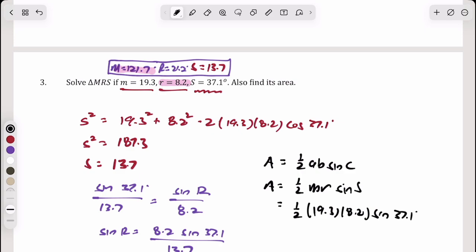You can enter that in one pass. So we'll say 1/2 19.3, 8.2 sine 37.1. My calculator says 47.7 units squared. And that's it.